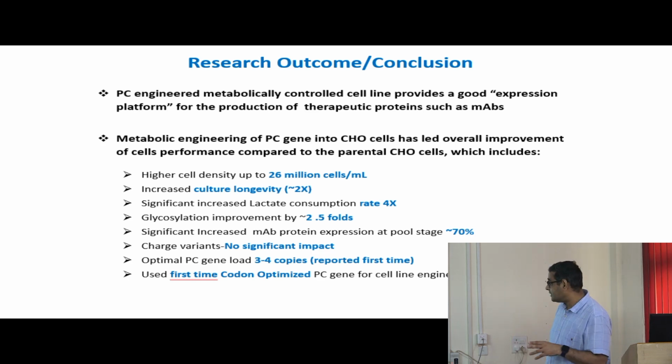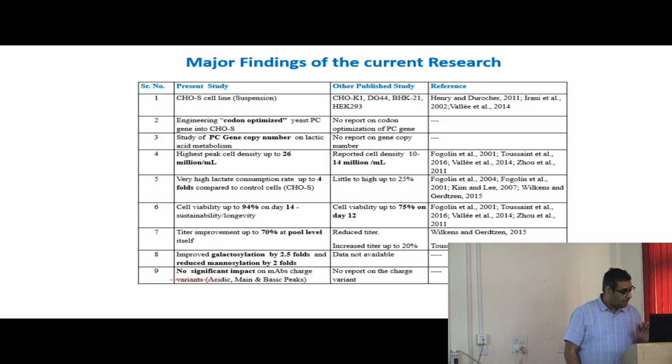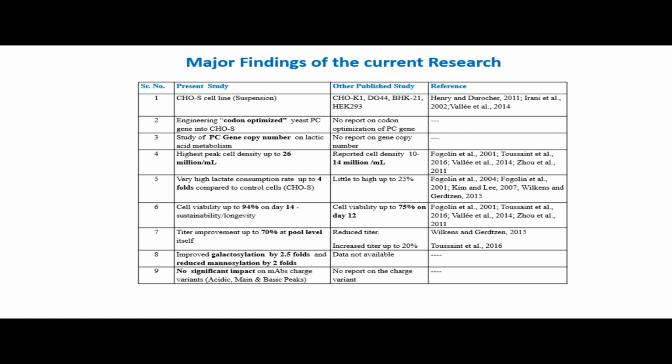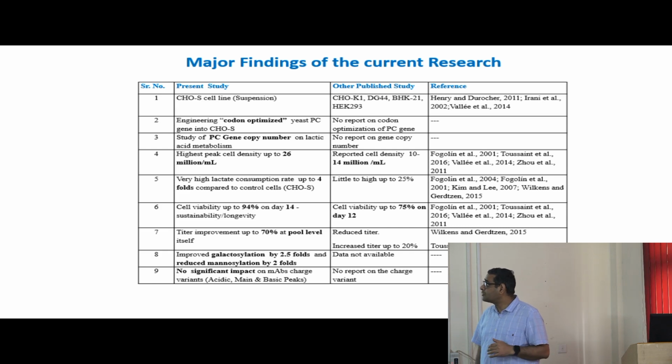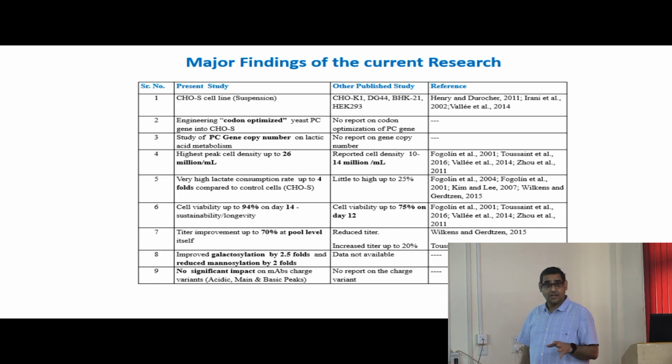So we did this study, and you see this is a comparison. I told you in the beginning, compare what you are doing. We say we are the best, but see how other people are doing. So we compared where we are. This is the present study, this is the other published study, and these are the references. We used the CHO cell line in suspension. Other people used other types of cell lines. Then we did codon optimization, but there was no earlier report of codon optimization. So this is the innovation which we did.